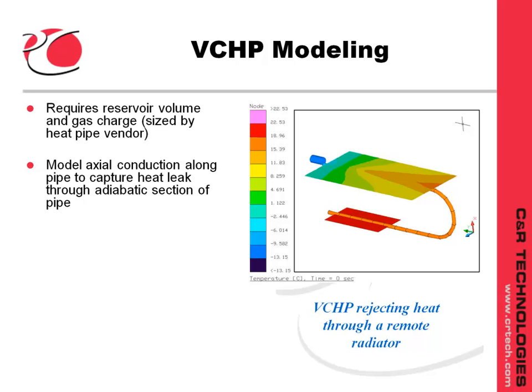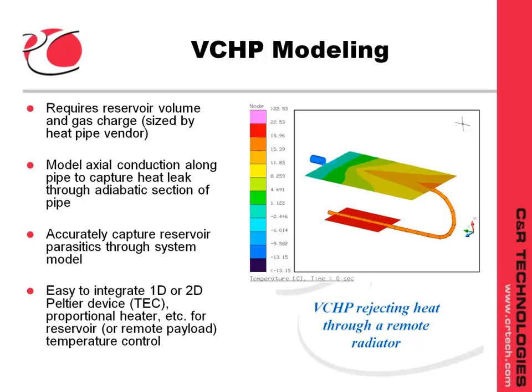A VCHP introduces thermal gradients into the condenser, and this means that the condenser must be subdivided as needed to capture these gradients. Also, since the reservoir's temperature is critical to the operation of the pipe, its attachments, environments, and control system need to be carefully modeled.